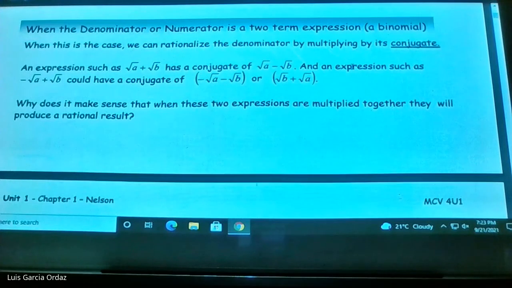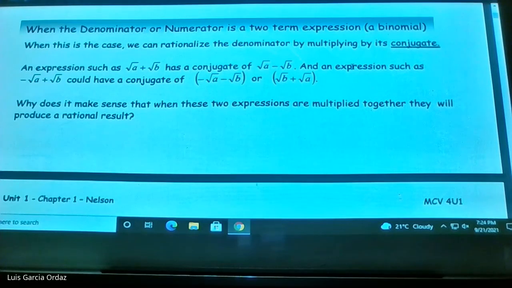All right, so when the denominator or numerator is a two-term expression, so a binomial, we can rationalize the denominator by multiplying by its conjugate. So an expression such as root a plus root b has the conjugate of root a minus root b, and an expression such as negative root a plus root b could have a conjugate of negative root a minus root b or root b plus root a. Why does it make sense that when these two expressions are multiplied together, they will produce a rational result?